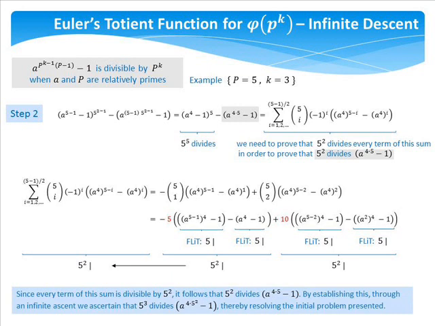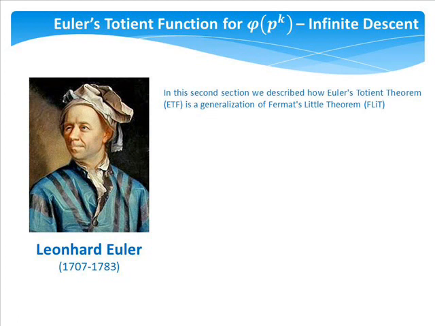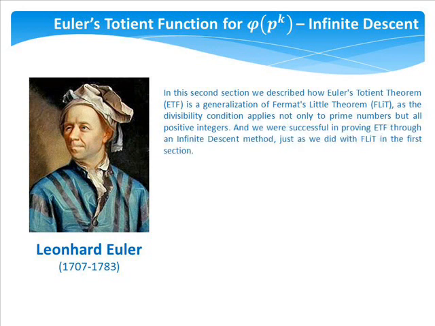By establishing this through an infinite descent, we are certain that 5 cubed divides a raised to 4 times 5 squared minus 1, thereby resolving the initial problem presented. In this second section, we describe how Euler's Totient theorem is a generalization of Fermat's little theorem, as the divisibility condition applies not only to prime numbers, but all positive integers. And we were successful in proving Euler's Totient theorem through an infinite descent method, just as we did with Fermat's little theorem in the first section.